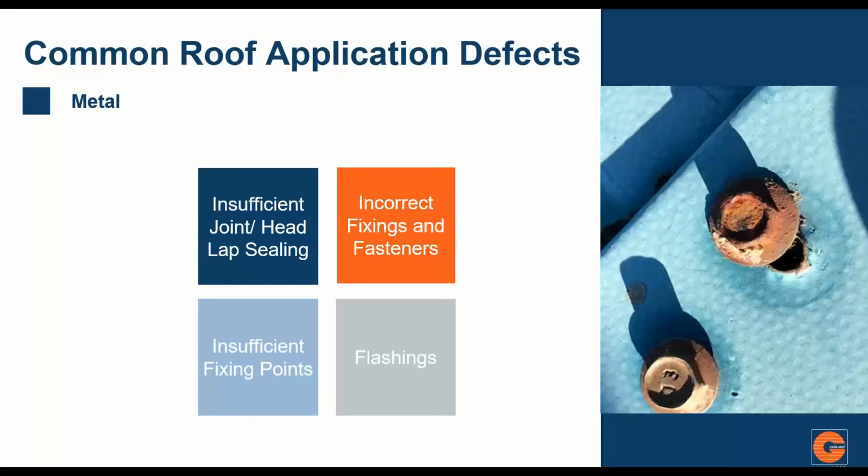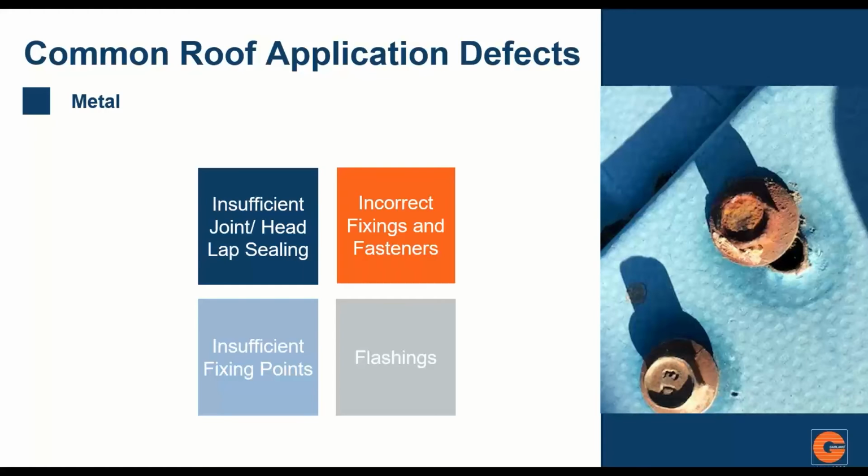And common application defects in terms of metal. You're always going to end up with joints, head joints and head laps, and side joints on metal. We need to ensure that we seal these correctly, otherwise you're going to be inviting leaks in immediately after install. Ensure the correct fasteners and fixings are used. If they're not compatible or not the right ones, you're either not going to get the correct torque, as we talked about earlier, or they will literally come apart from the substrate you're fixing down into.